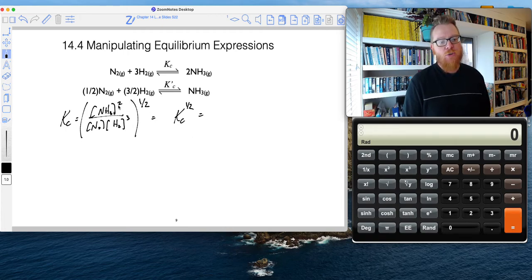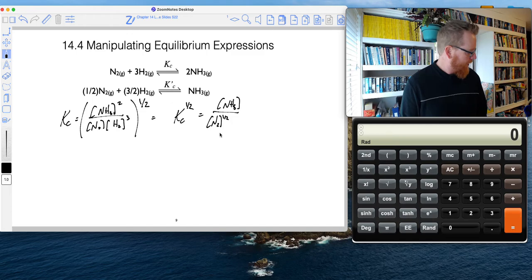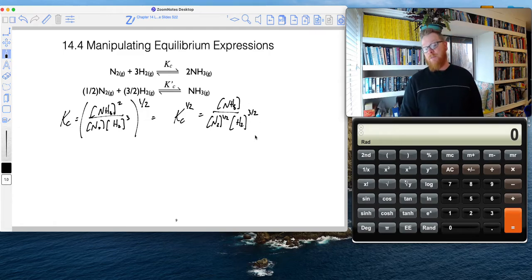[NH3] squared to the 1/2 power just becomes [NH3]. And now [N2] to the 1/2 power becomes [N2] to the 1/2 power. And then hydrogen becomes [H2] to the 3/2 power.